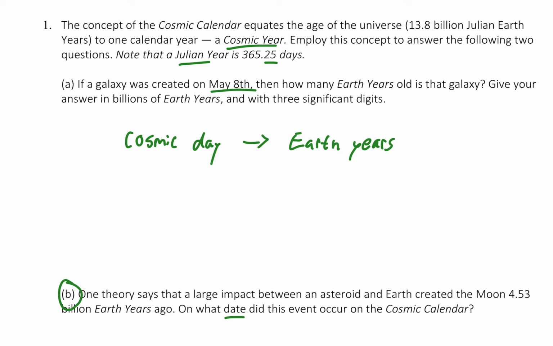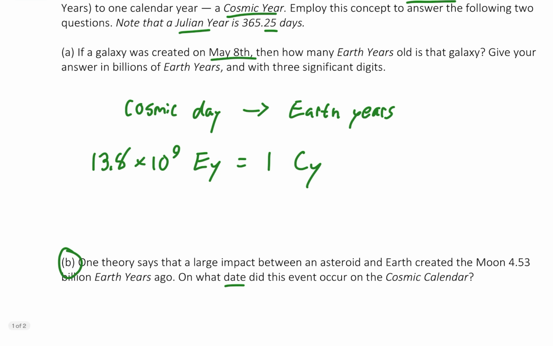If we have 13.8 times 10 to the 9, all right, so that's this 13.8 billion, and then this is going to be Earth years, that's equal to 1 cosmic year. All right, so EY for Earth years, again, that's Julian Earth years, and CY for cosmic years. So, okay, so far so good, but we want to have cosmic days. Well, we know that there's going to be 365.25 cosmic days in every cosmic year, just like days in an Earth year. So that idea is going to hold on both of our types of years.